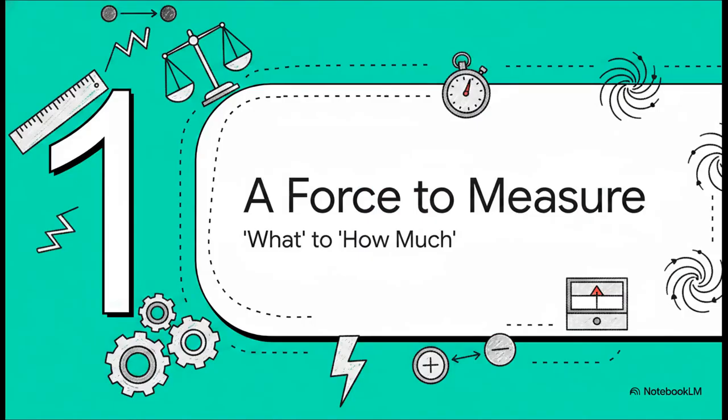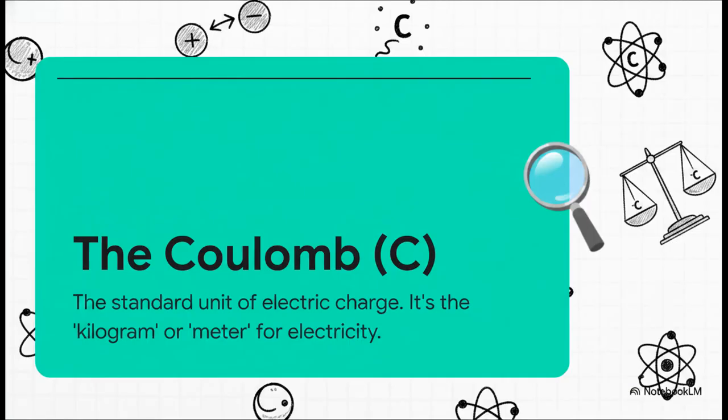To measure anything, doesn't matter if it's your height or the weight of an apple, you need a standard unit. Everyone has to agree on what a meter or a kilogram is. And for electric charge, our standard unit is the Coulomb. It's named after the physicist Charles Augustin de Coulomb. So from here on out, whenever we're talking about an amount of charge, we're talking about coulombs.